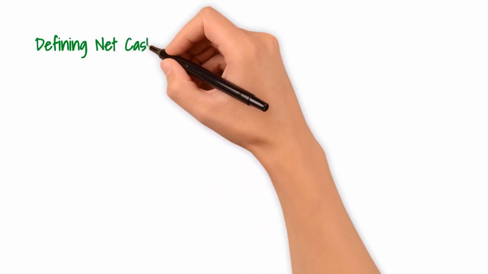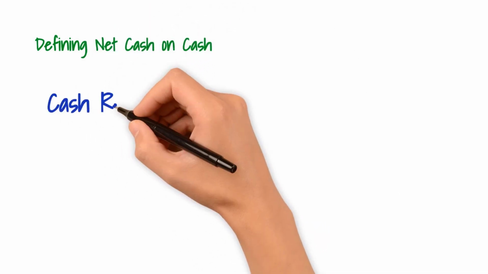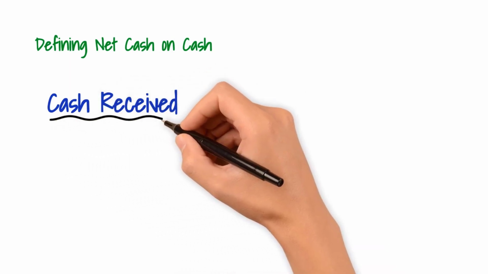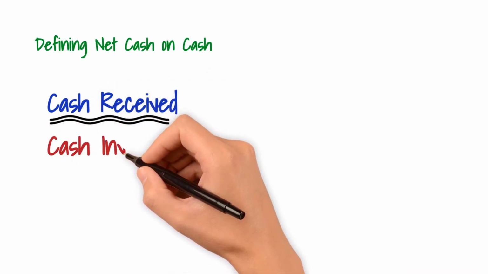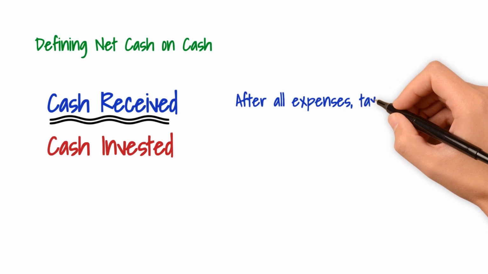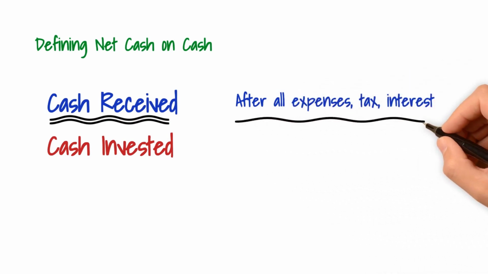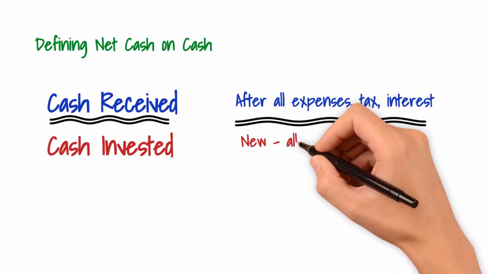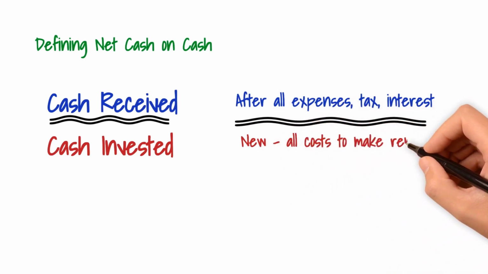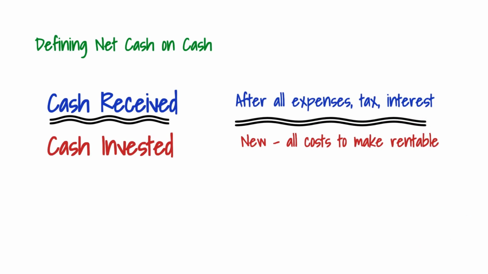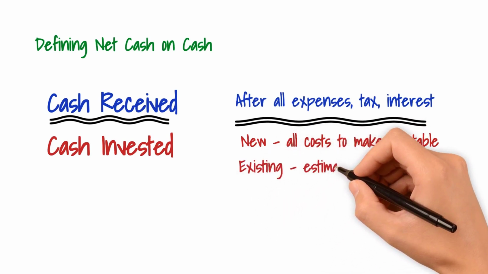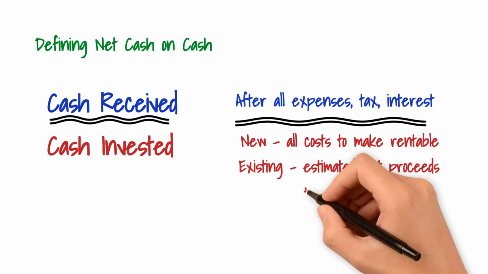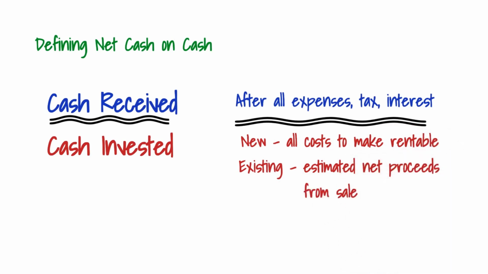Net cash on cash is quite simply cash received divided by cash invested. Cash received is after all expenses, tax and interest. Cash invested for new deals includes all costs to make a property rentable. Cash invested for existing properties is the estimated sale proceeds after all sale expenses. In both new and existing cases, it's the owner's cash invested, excluding any loans or mortgages.